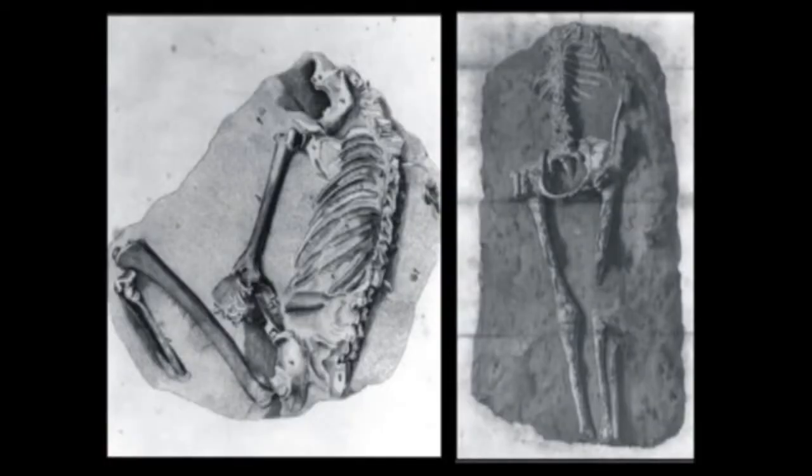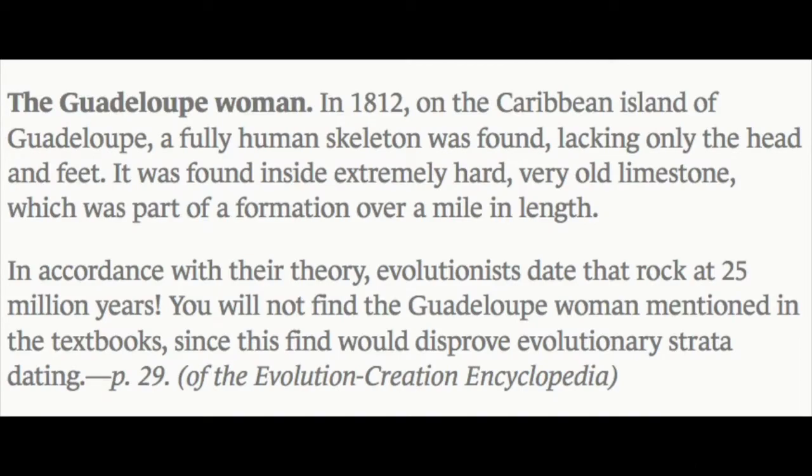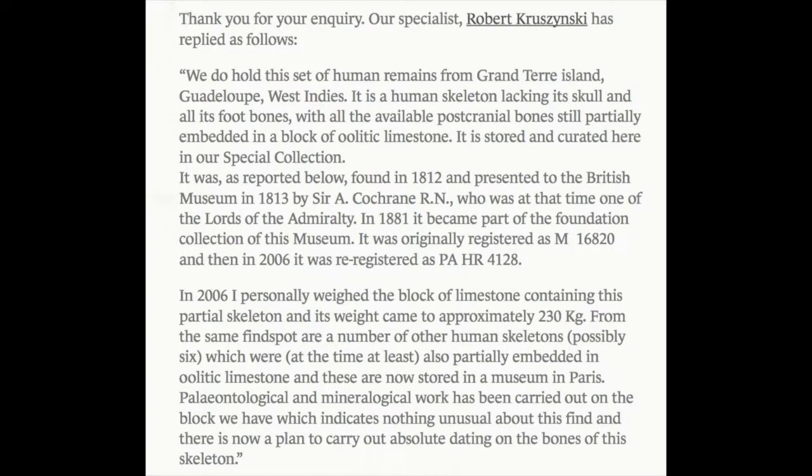There were at least 6 different skeletons found on the island of Guadeloupe in the 1800s. These skeletons were of completely modern human beings found in rocks dated 25 million years old, according to evolution. Yet according to evolutionary theory, humans haven't been around for at least 100 to 200,000 years. So now you probably know why these skeletons are not on display. One of them was on display at the British Museum of Natural History for over 50 years. That was until evolutionary theory took hold.